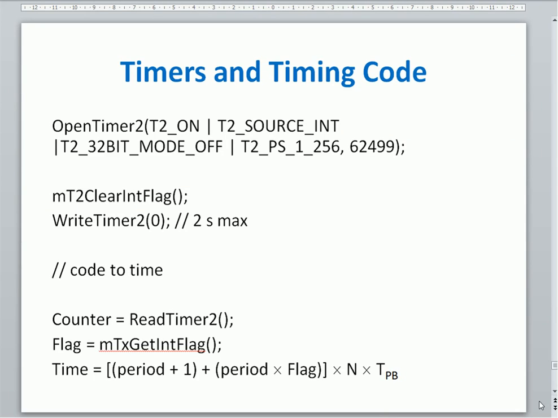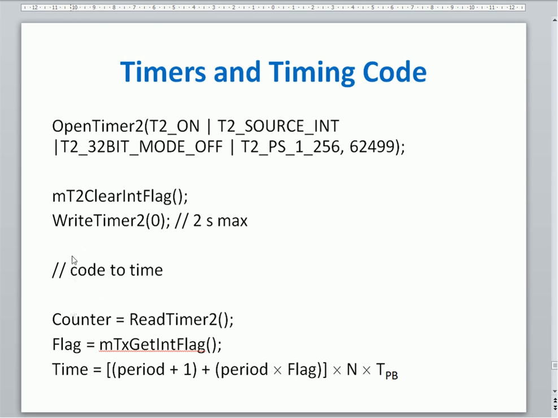Another cool thing we can do with timers is use them to time code to see actually how long things take to do. And the basic setup would be something like this. Here's open timer 2, and we've set it for a certain amount of time, about 2 seconds, right? Here we clear the flag and we start the timer at 0.